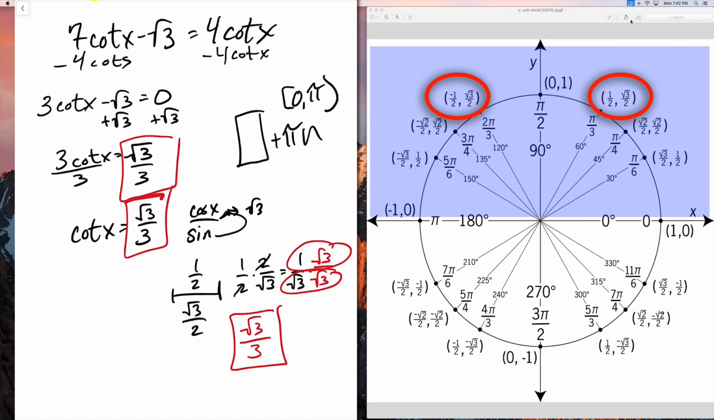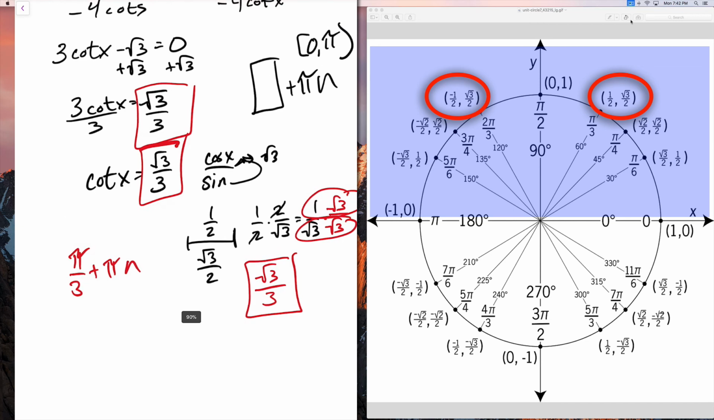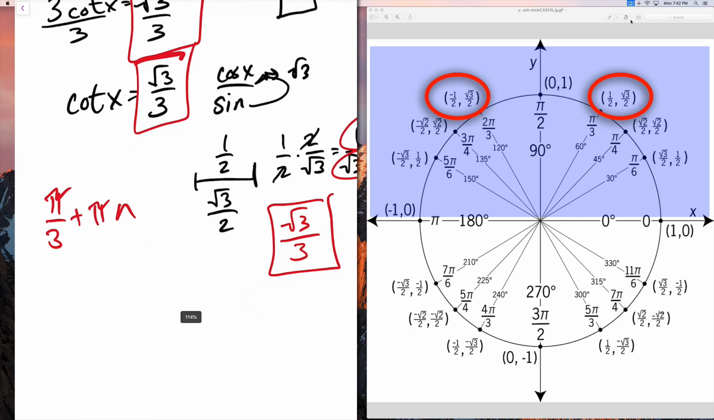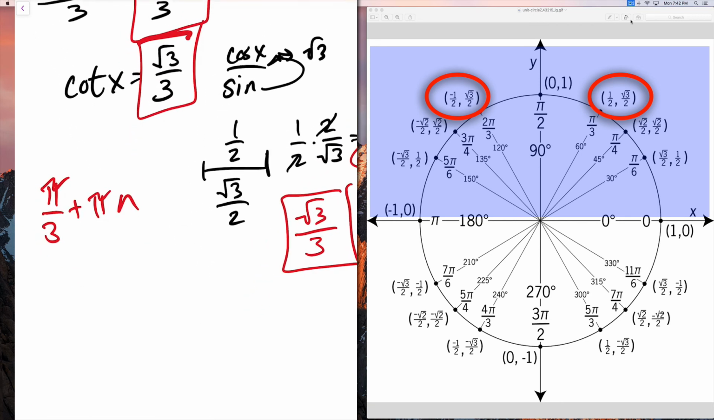What is our answer? Which one was it? Pi over 3. Pi over 3 is our answer, plus pi times n. And let's see, is there another one in the interval? Yes, there is. It's going to have to be, no, that's it. That's the only one. Because let's see, if I choose 2 pi over 3, let's see if that ends up working out for us.